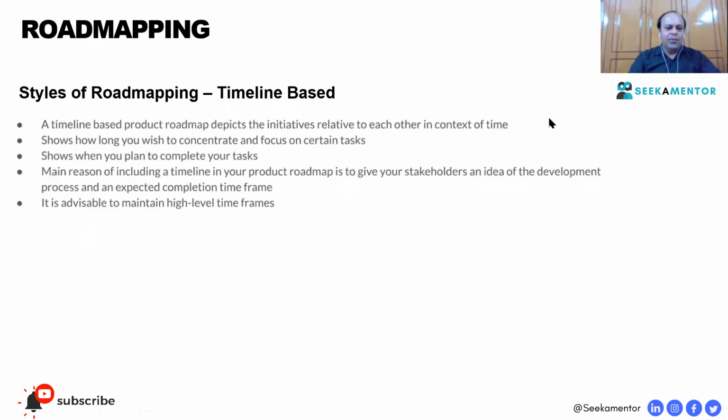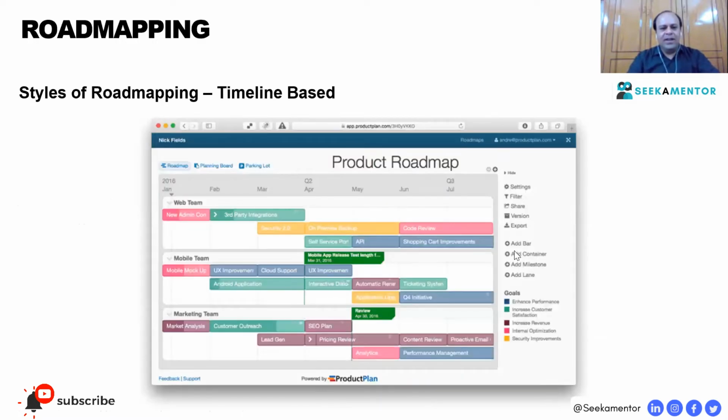There are different types of road mapping styles. We are going to discuss two types. One is timeline based, where you assign a timeline like this. This has been prepared as a product roadmap with a timeline through product planning software. If you see this, three teams are working in parallel: the web team, mobile team, and marketing team. Based on that, they are working on different features, and which features need to be completed in which month will be tracked with the help of this roadmap.